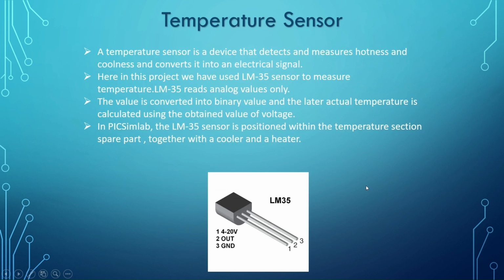Moving on to the next slide, the slide tells us about the temperature sensor. The temperature sensor is a device that detects and measures hotness and coolness and converts it into an electrical signal. Here in the project, we have used the LM35 sensor to measure temperature. LM35 reads analog values only. The value is converted into a binary value, and the actual temperature is then calculated using the obtained value of the voltage. In the lab, the LM35 sensor is positioned within the temperature section spare part together with a cooler and a heater. This is the image of an LM35 sensor.